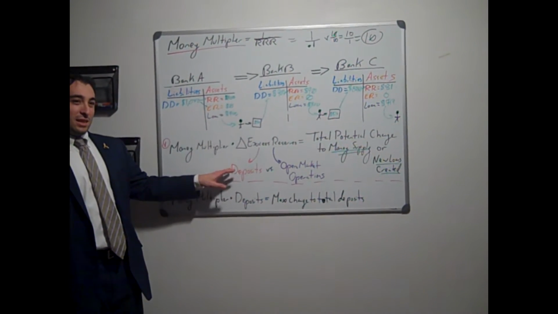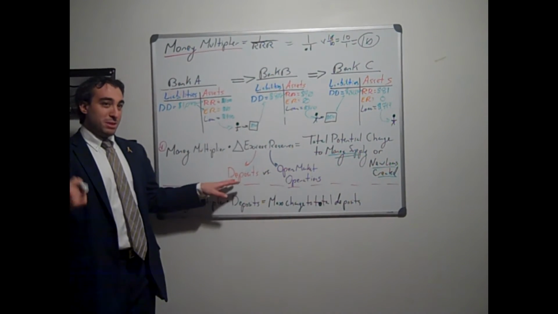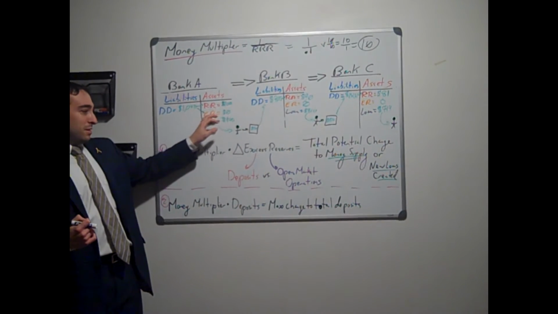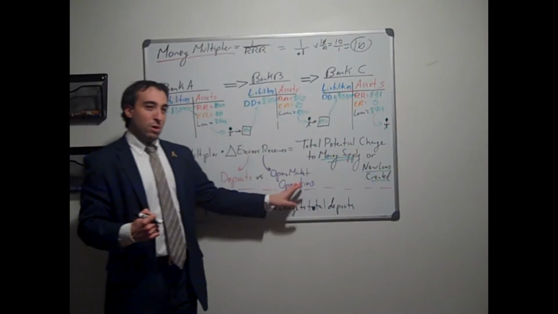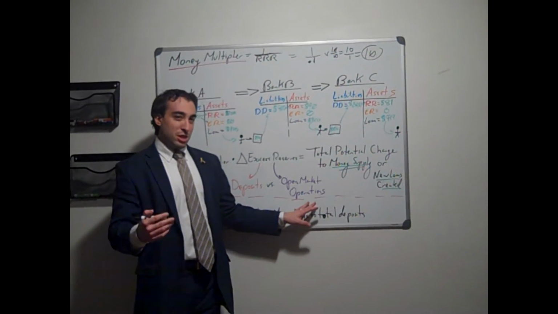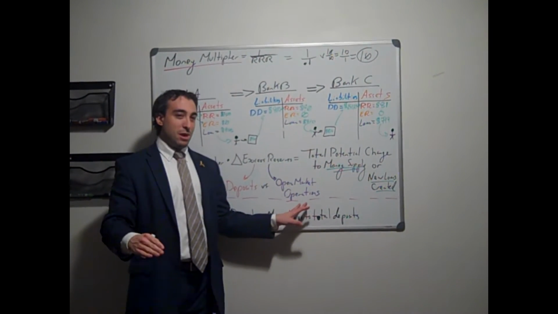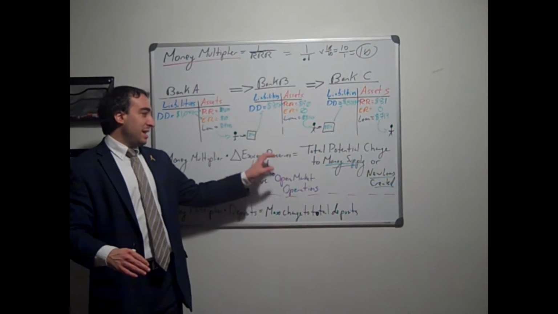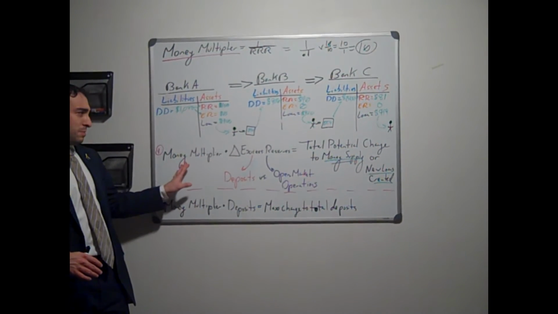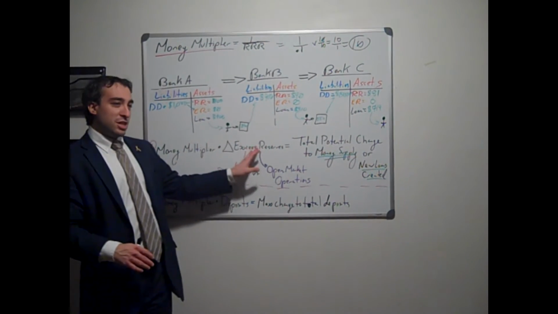Is it asking, was the change initiated from a deposit, in which case you have to split that money up, or was it initiated by an open market operation, in which case you do not account for the required reserve ratio, and that directly impacts excess reserves. So we would take the money multiplier times change in excess reserves.